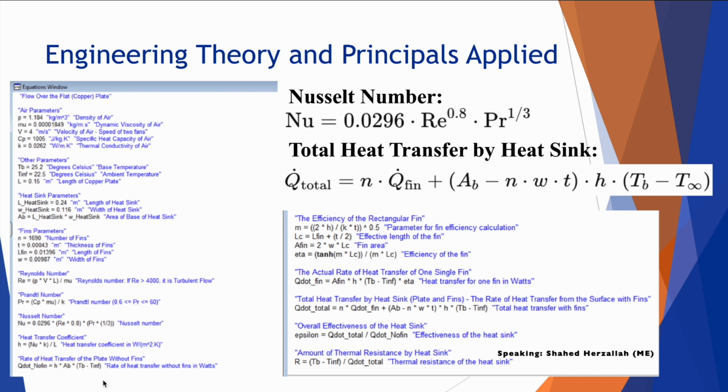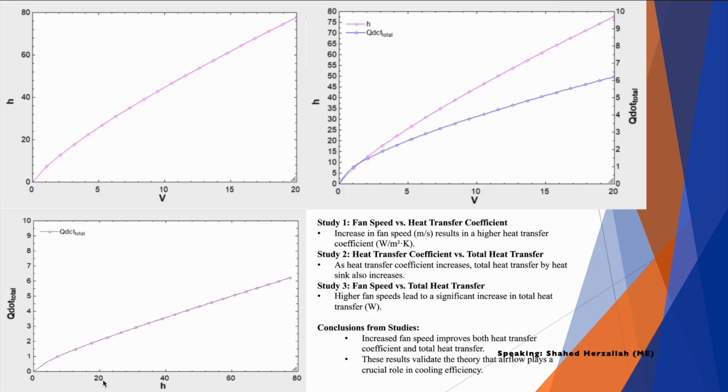Also, the total heat transfer by the heat sink equation shows how the total heat transfer depends on both the number of fins and their geometry, along with the heat transfer coefficient and the temperature difference. In this part of the project, 3 parametric studies were conducted.